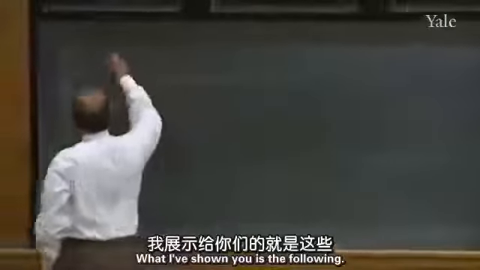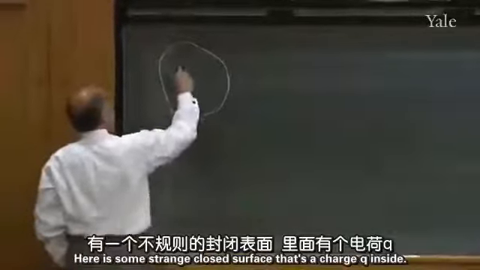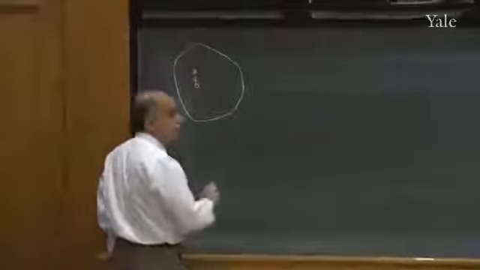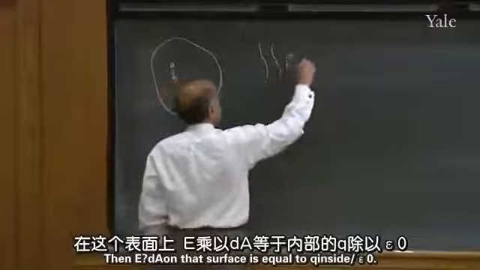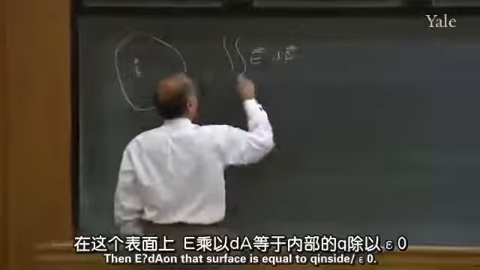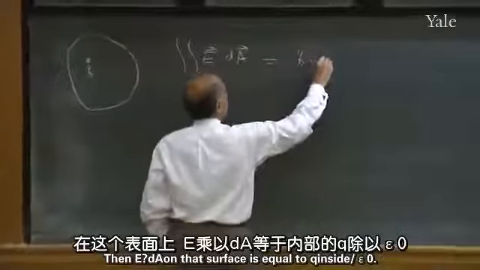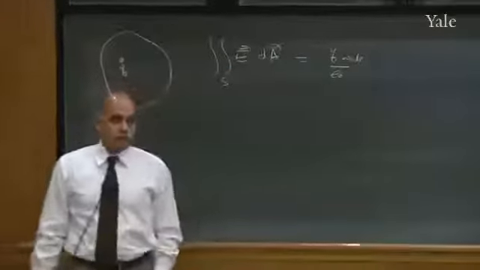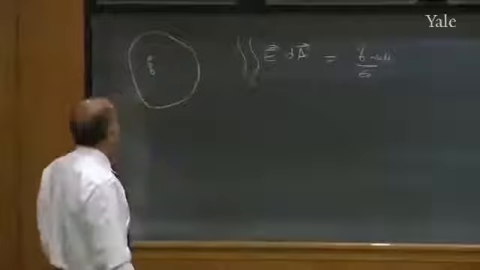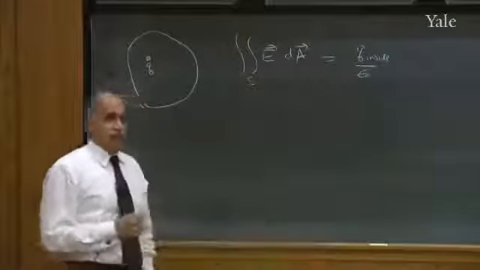What I've shown you is the following. Here is some strange closed surface. There's a charge Q inside. Then E dot dA on that surface is equal to Q inside over epsilon 0. This is not yet the theorem, but this is the case for one charge.